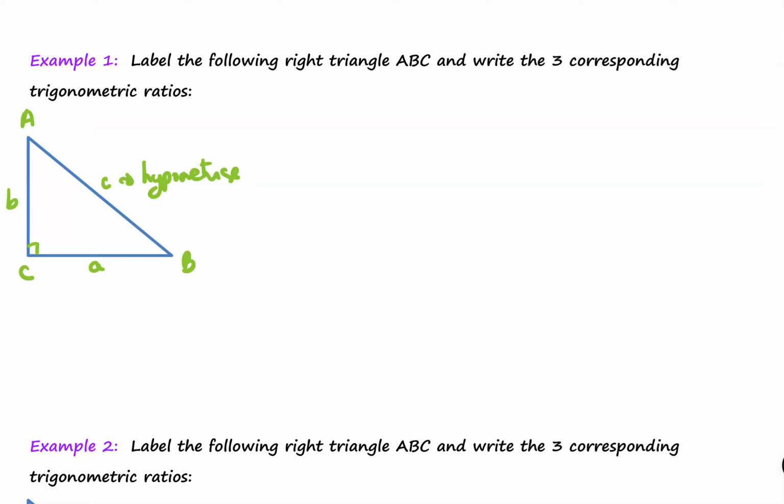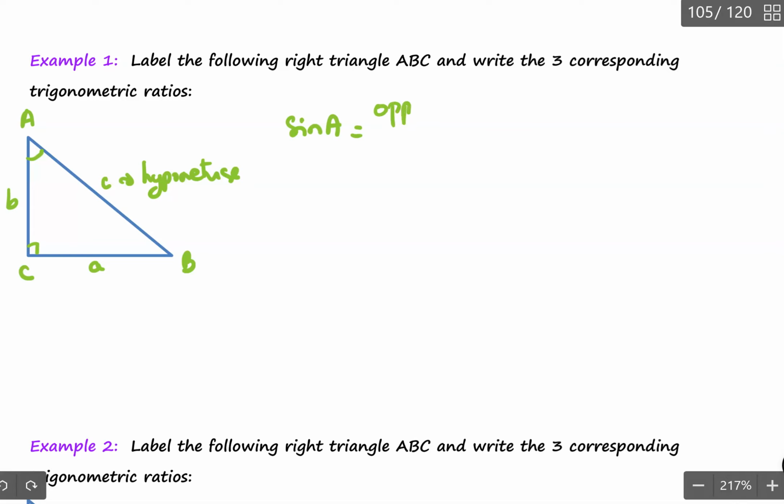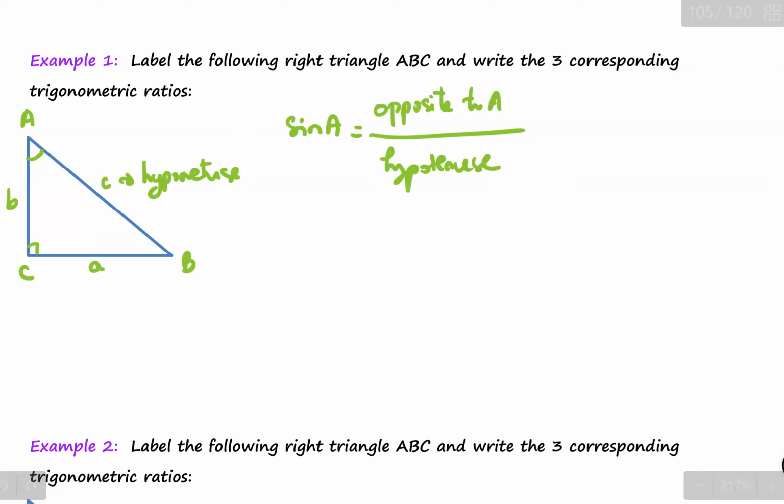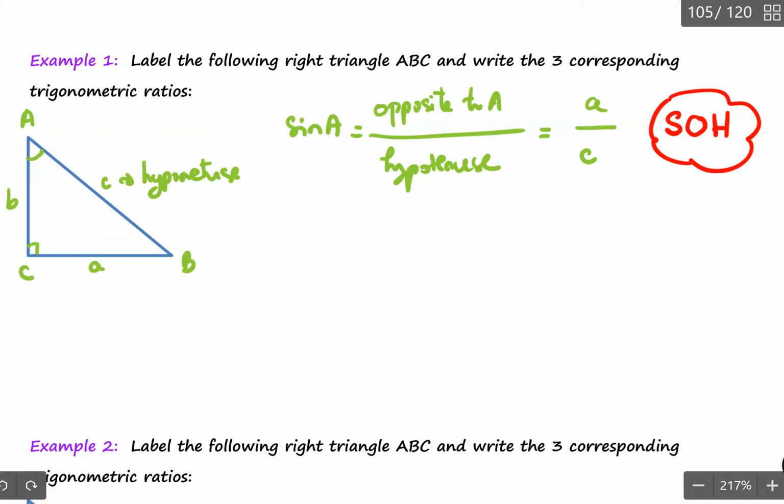So now if I take a look at my angle A, for angle A here, I will write sine of A. So I would write opposite to A over the hypotenuse. What is the length opposite to A? Which is a small letter a. So it's a over c. You see that the abbreviation given to us is SOH. So this represents sine is opposite over the hypotenuse.